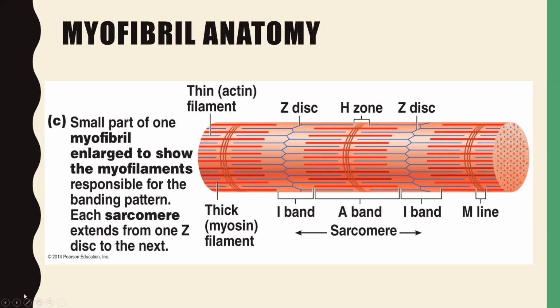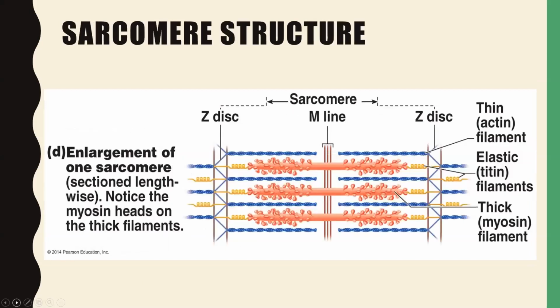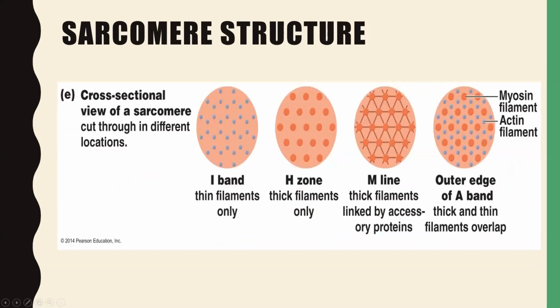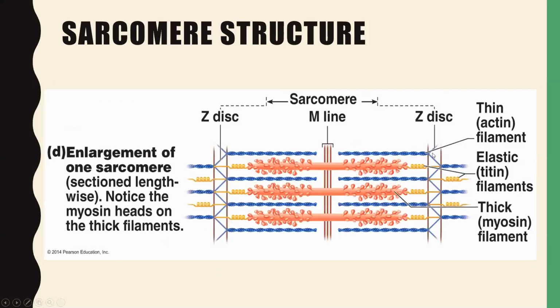All right, so now how does all of this work together so that we get muscle contraction? Let's look at one more thing: if we did a cross section, because before this was a longitudinal section. Now we're going to cut through right here, at each one of these little areas, and look at it end on and see what we see.